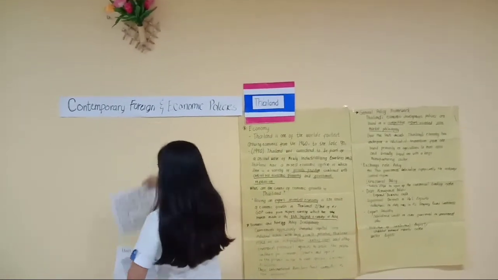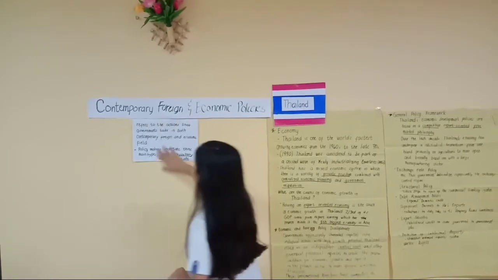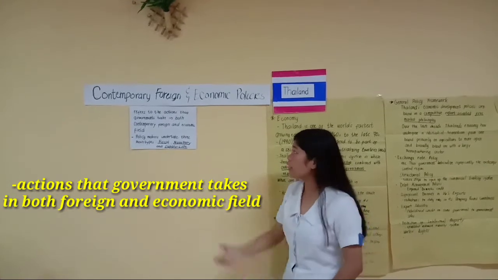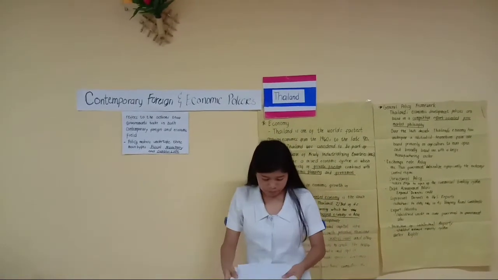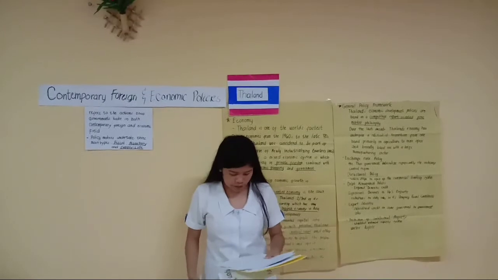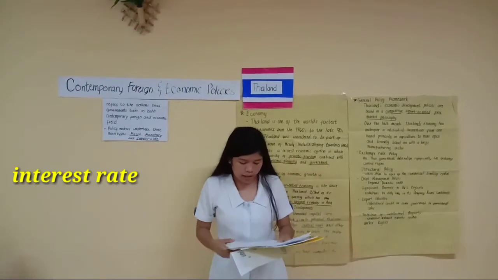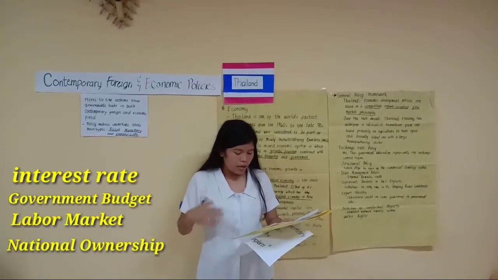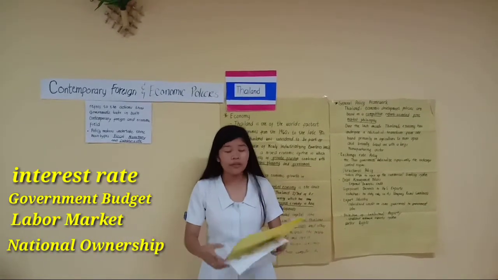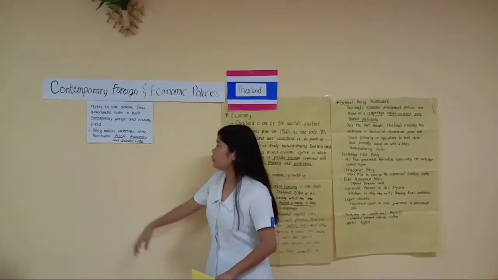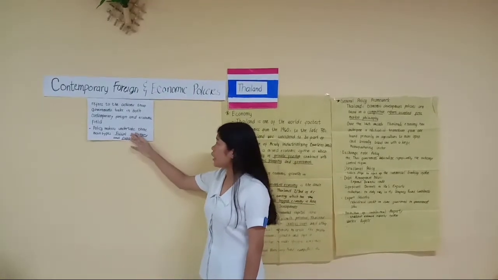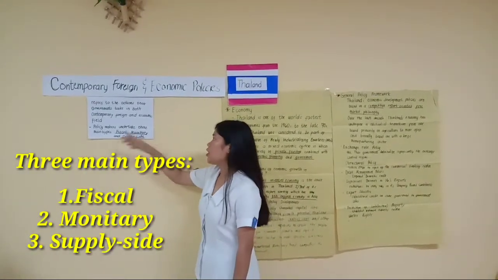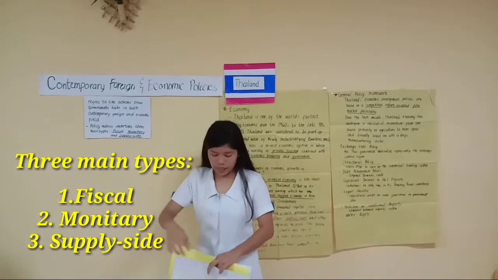Contemporary foreign and economic policies refer to the actions that government takes in both the foreign and economic fields. It covers the system for setting interest rates and government budget, as well as the labor market, national ownership, and many other areas of government intervention in the economy. Policymakers undertake three main types of these policies: first is the fiscal, the monetary, and the supply side.